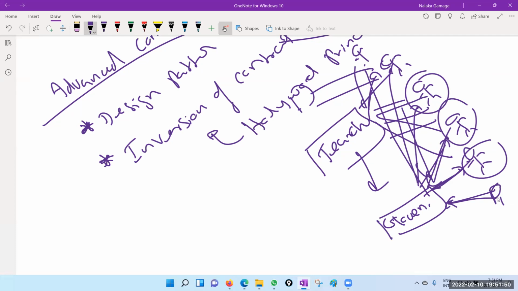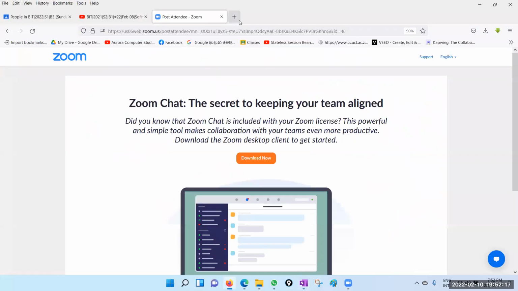So that is inversion of control. So in software development, inversion of control means again the same thing. Rather than A controls B, B can be injected to A. That is called the inversion of control principle. That is an advanced concept that you will be learning in your semester, in your level 2.